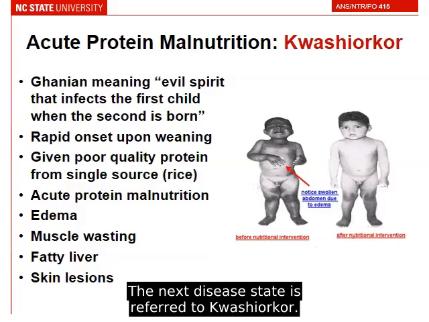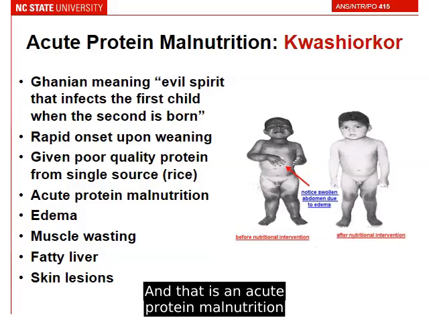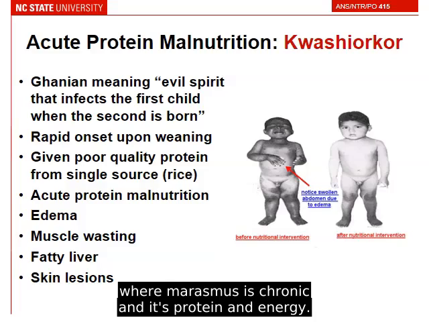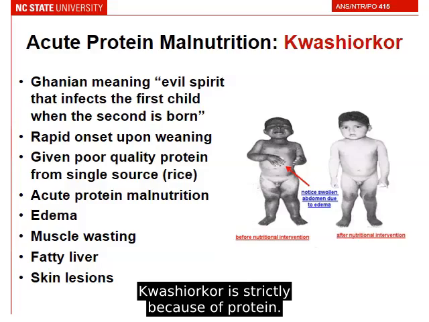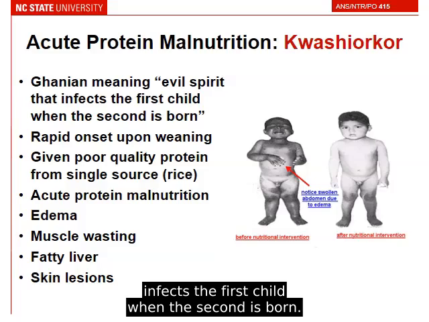The next disease state is referred to as kwashiorkor, and that is an acute protein malnutrition, where marasmus is chronic in its protein and energy. Kwashiorkor is strictly because of protein, and kwashiorkor actually is Ga, meaning that it is an evil spirit that infects the first child when the second is born.